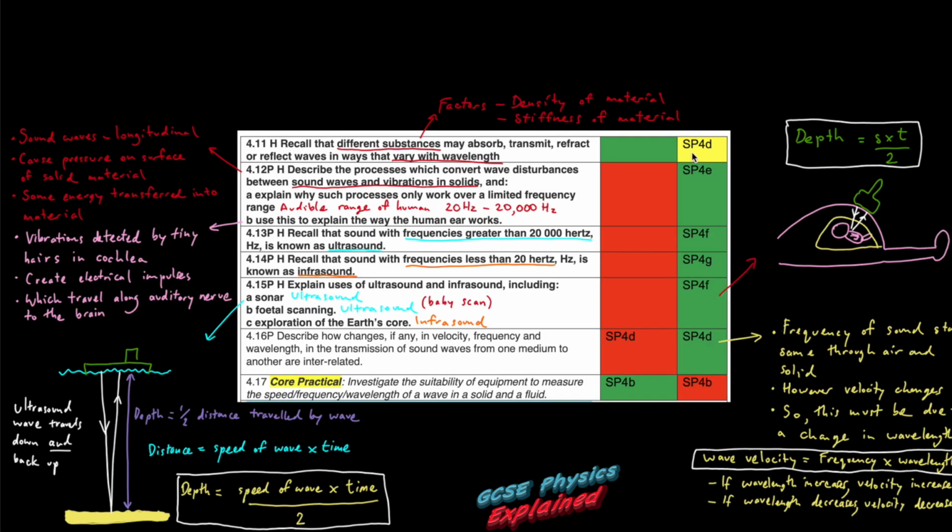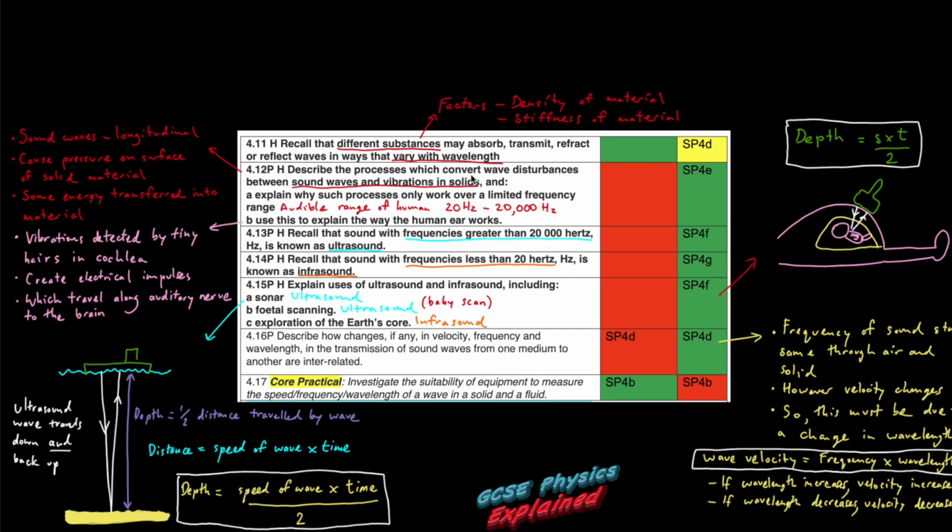Unit 4 continued. Recall that different substances may absorb, transmit, refract or reflect waves in ways that vary with wavelength. Well, the factors are the density of the material and the stiffness of the material. So in other words, if a wave's trying to go into a material, if it's going into a hard, stiff wall, it'll probably go in. But if it's trying to get into some soft, floppy curtains, then it'll just get absorbed and it won't transmit through. So the type of the material definitely determines whether the wave gets absorbed, transmitted, or refracted or reflected.